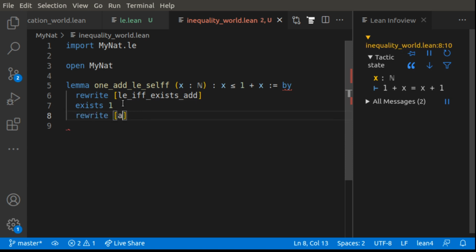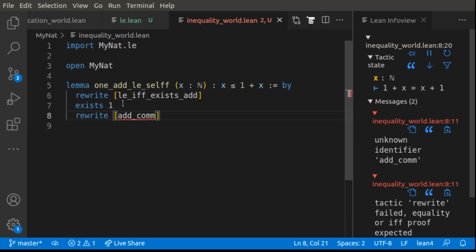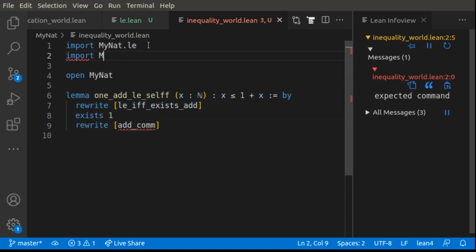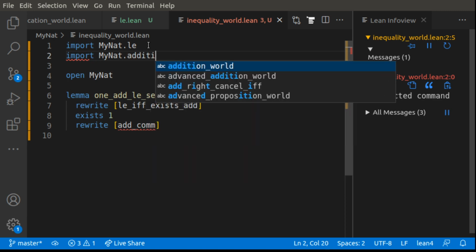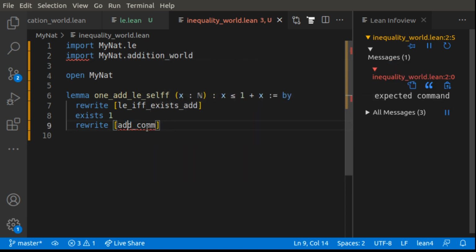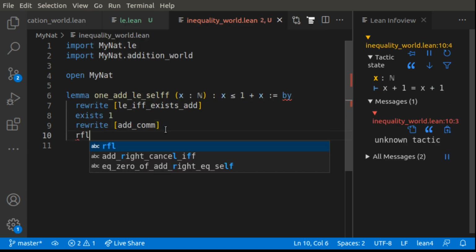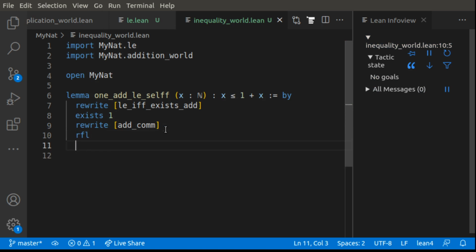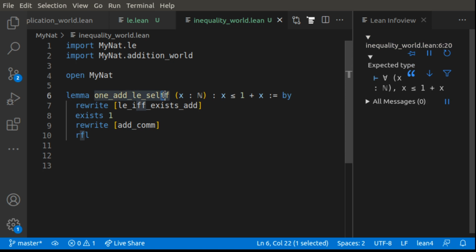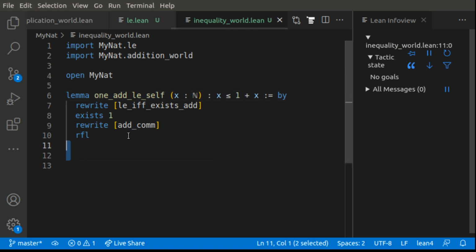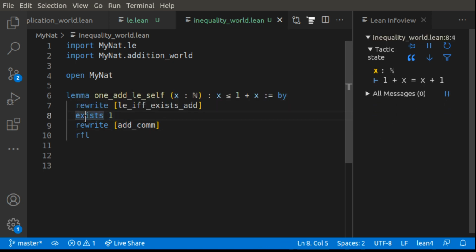So we can rewrite with add commutative, importing mynat addition world, and then reflexive. And there's our proof for our first lemma, one add less than or equal self. And then we learned about the exists tactic. And then an important time saver here.